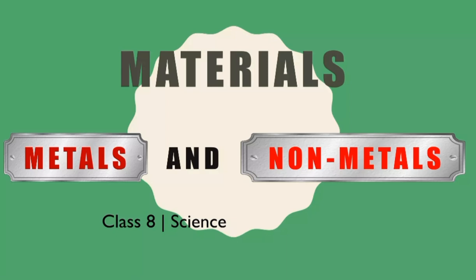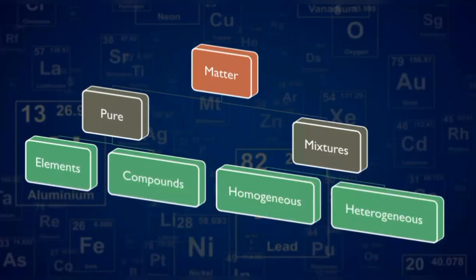Today, our topic is metals and non-metals. Matter is divided into two types: some matter is pure, that is elements and compounds, and some are mixtures. And mixtures are again of two types, homogeneous and heterogeneous.